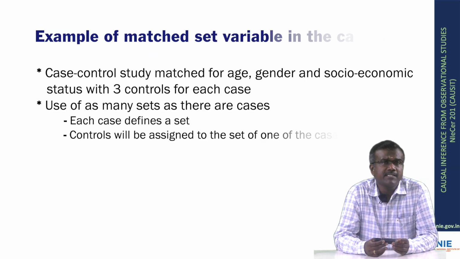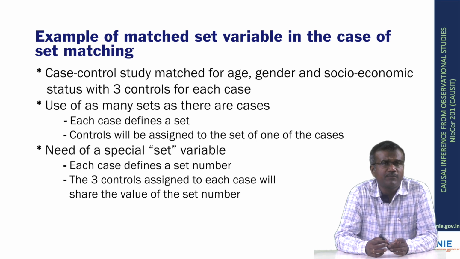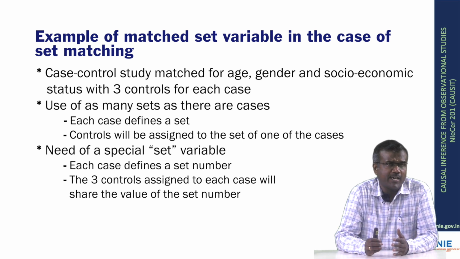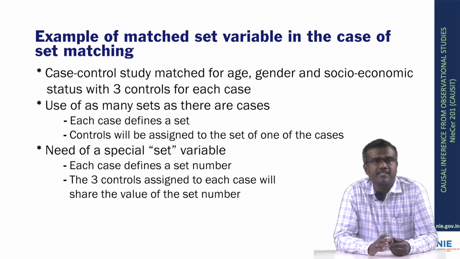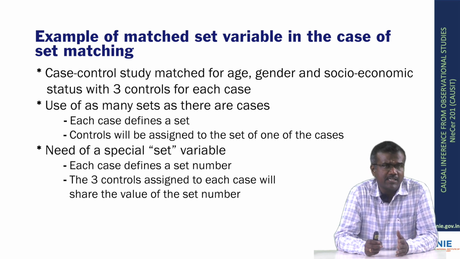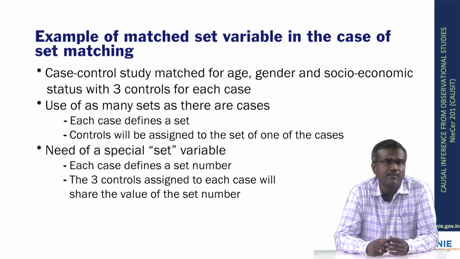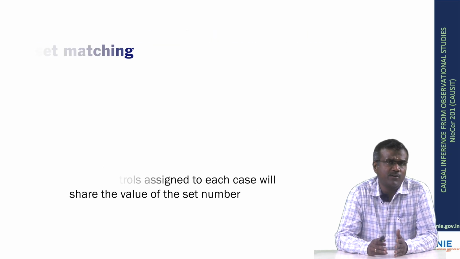In case of set matching, say for example, we have done a case control study wherein we have matched for age, gender and socioeconomic status, and we have also decided on a 1:3 ratio, which means for each case we recruit 3 controls. We need to make sure each case defines the set. Therefore, each control for that set will be assigned the same number as that of the case. We need a special variable called the set variable. Each case defines a set number. The 3 controls assigned to each case will share the unique value for that set number.